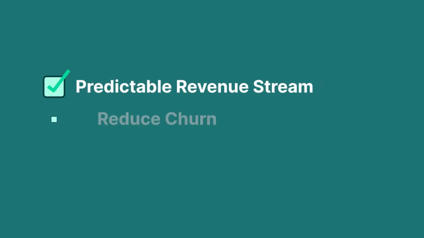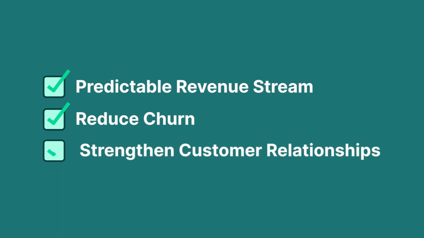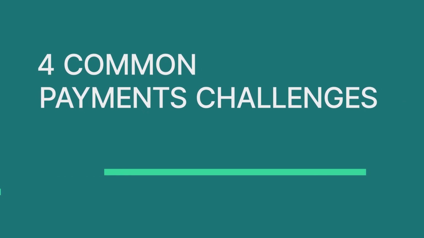In this video, you are going to learn how software companies can establish a predictable revenue stream, reduce churn, and strengthen the long-term value of your customer relationships by overcoming 4 common payments challenges, the not-so-fab 4, if you will.